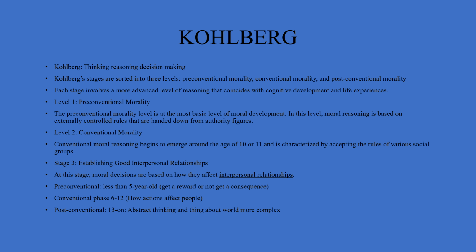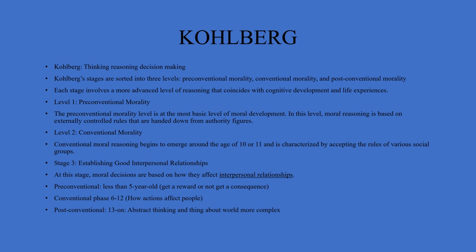So let's talk about Kohlberg. Kohlberg, his whole theory revolves around thinking, reasoning, and making choices in life. Kohlberg has stages that are sorted into three levels. We have the pre-conventional morality, the conventional morality, and the post-conventional morality. Each stage involves a more advanced level of reasoning that coincides with the cognitive development and life experiences. So level 1, pre-conventional morality. This is the most basic level of moral development. Moral reasoning is based on externally controlled rules that are handed down from authority figures. So these are little children and they listen to their parents, their teachers, their caregivers.